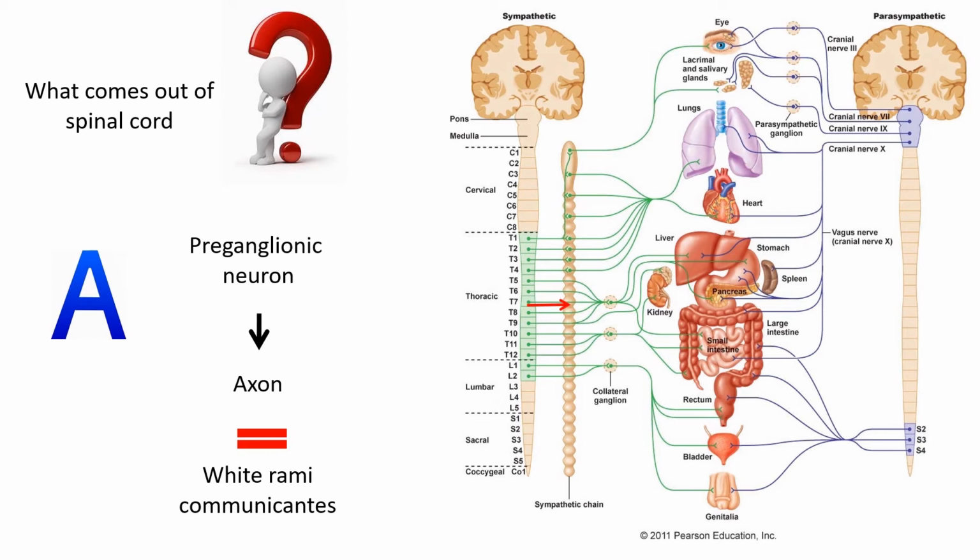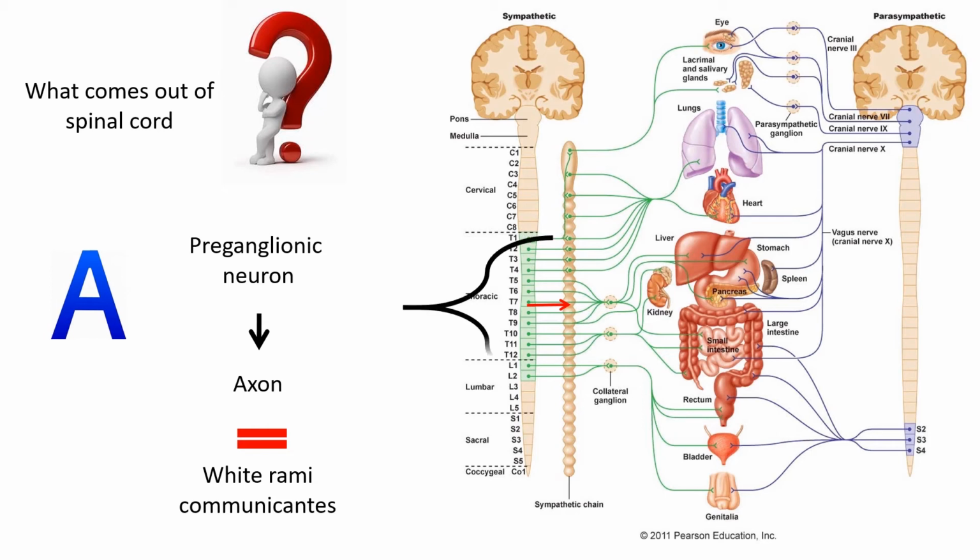What is next? This is an example of one segment leaving the spinal cord, but going where? It is going to a ganglion on the side of the vertebra, and this group of ganglia is called the sympathetic trunk.